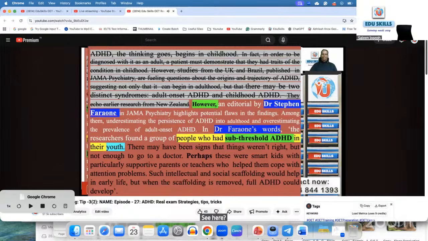Now, Dr. Stephen Farron. This also tells you whenever you refer first time, even in your writing, wherever, you have to write the full name, whereas in the question statement, they have said Dr.